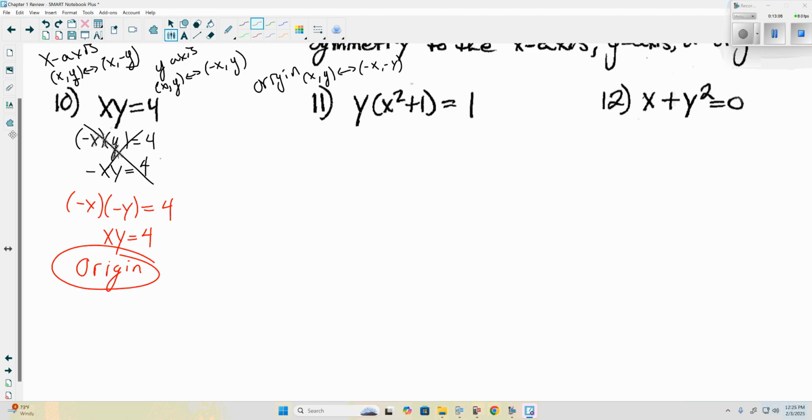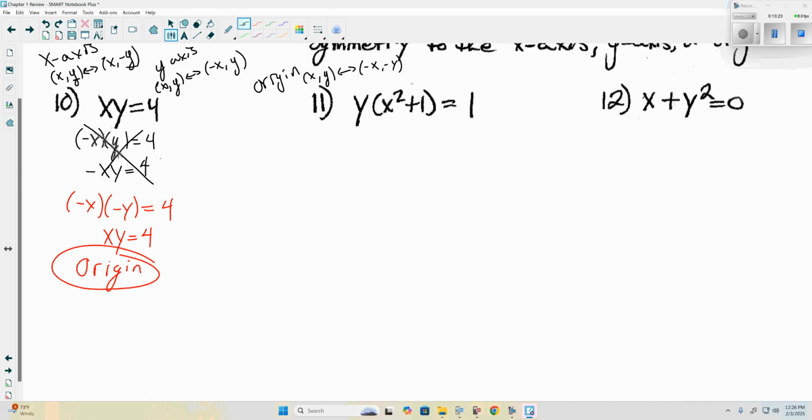If that did not give us the original equation back, it would have been none of them. No symmetry. Because it doesn't have to be. It could be x, y, origin, or none. Doesn't have to have one.